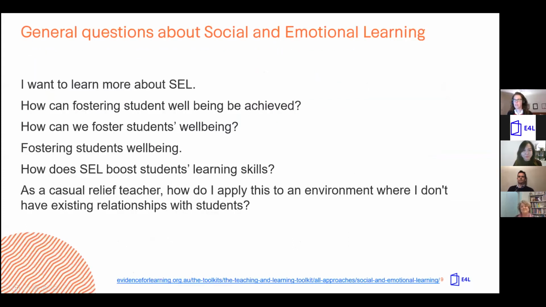So these are the questions that were submitted around general questions around social emotional well-being. I won't read them out. You can see them there for you. They're all quite general, apart from the one around being a casual relief teacher, which we really do appreciate because we value you as an important part of that teaching workforce.